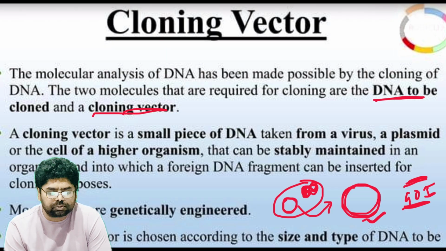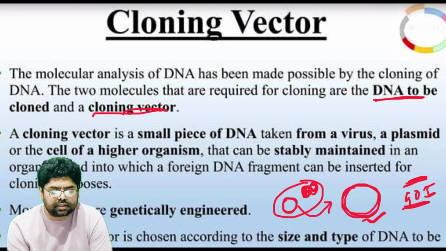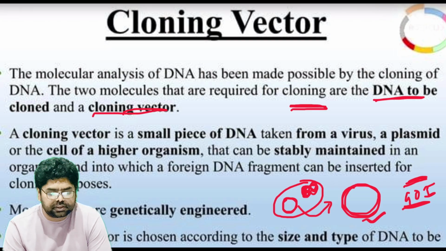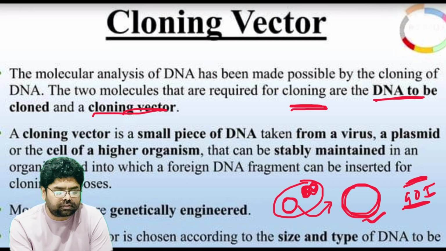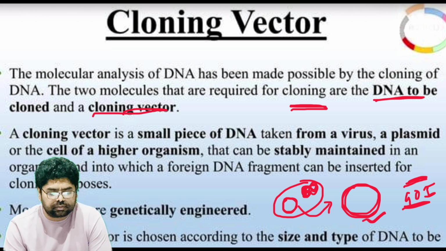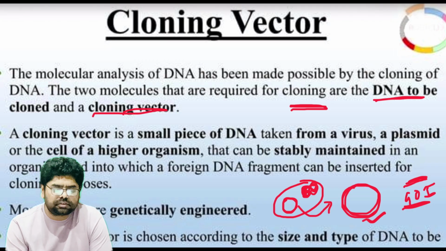So we require two things for the cloning. First one is the DNA to be cloned, which is our gene of interest. Another one is the cloning vector. This is like a plasmid, which is obtained from the bacteria. That is called a cloning vector. Why is it called a vector? A vector is any substance which is used to carry the DNA. That's why it is called a vector.